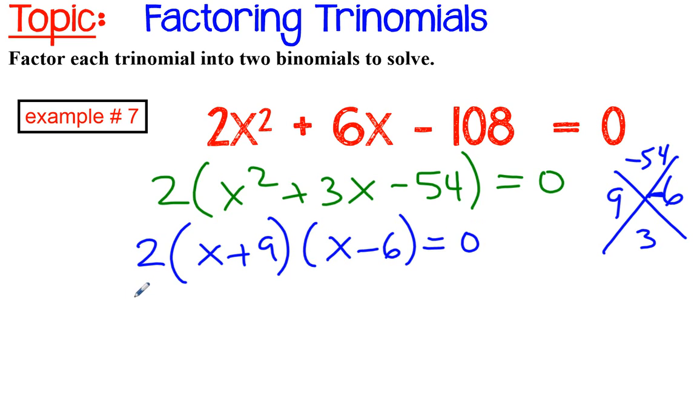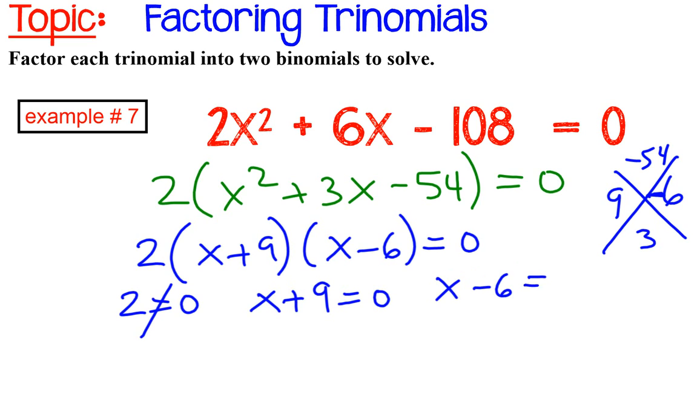Now, our GCF is part of our factors, so we're going to write that down, but then we are going to show that it is false, right? X plus 9 is 0, and x minus 6 is 0, and then our 2 possible solutions, and we're done. This isn't so bad.